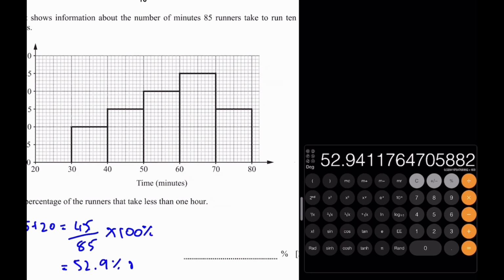52.9% of runners take less than 1 hour. That's the answer.